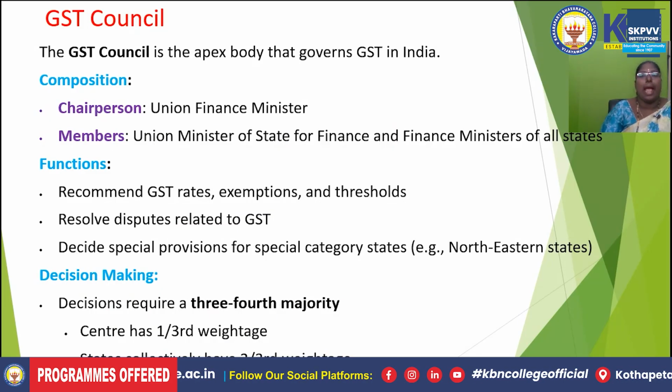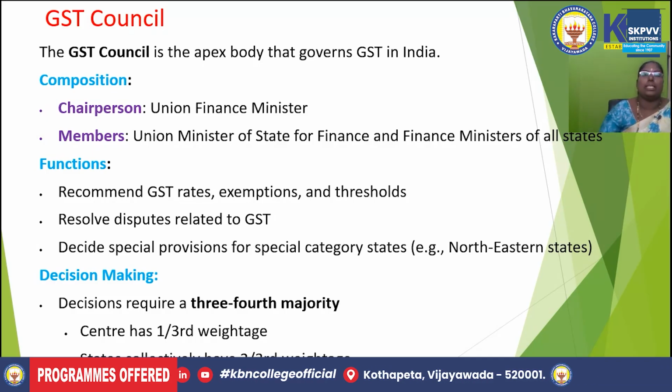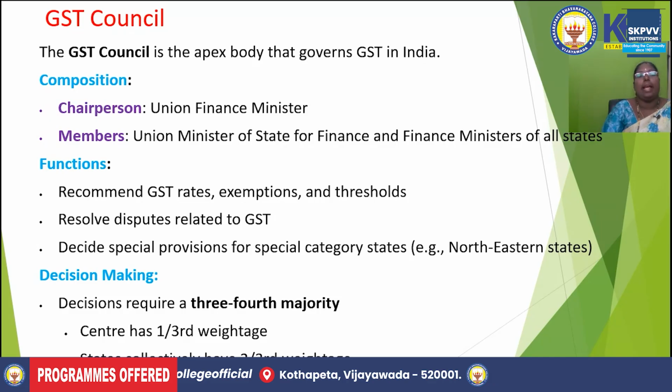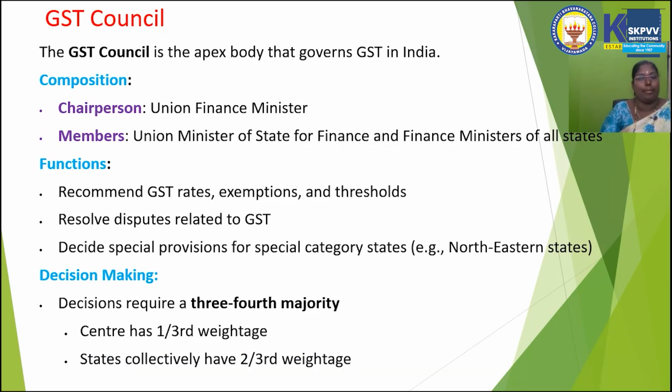For example, recently they are changing the GST slab rate system. Previously we had 5 types of GST rates, but now the central government finance minister Nirmala Sitharaman ma'am has announced the new slab rates: 5%, 18%, and a maximum of 40% for some products. So that is the new slab rate. All these decisions are taken by the GST Council members and chairperson.